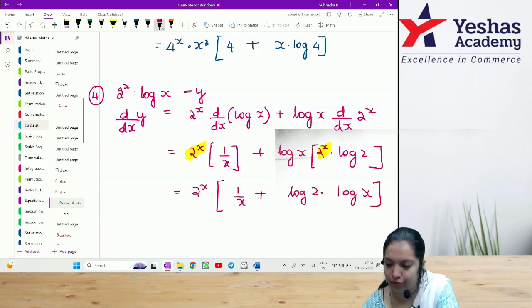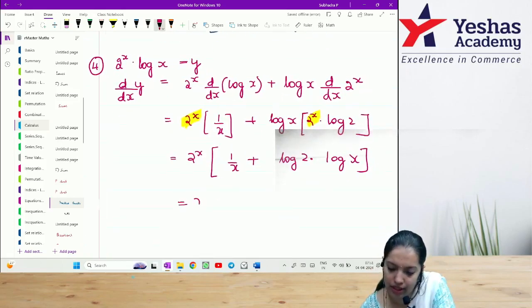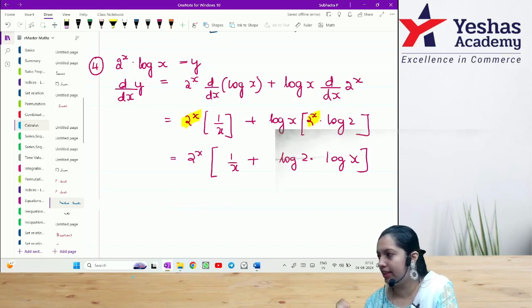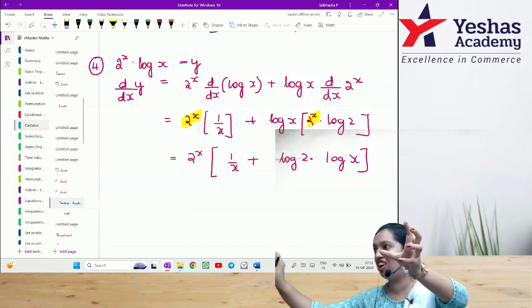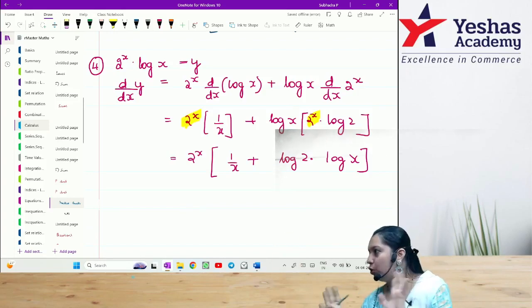Ma'am, is there any formula for this? Log m into log n is equal to log m plus n. Can we do that? So this can be rewritten as 2 power x of 1 by x plus log m plus n. You can't do that. There's no rule for that. There's no rule. Log m plus log n can be made log m n, but log m into log n has no rule.